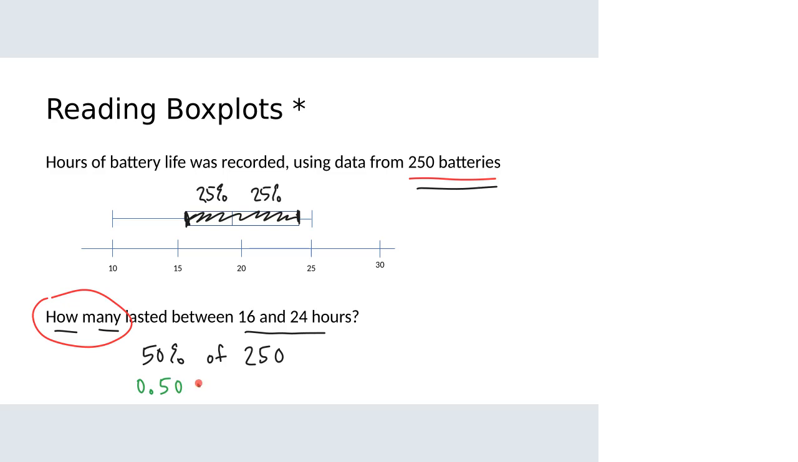Of is a keyword that tells us to multiply 250. And so we're going to have 0.5 times 250 or 125. How many of the batteries lasted between 16 and 24 hours? 125 of them did. Half of them that were in the study. Let me know if you have any questions about that before we briefly talk about percentiles.